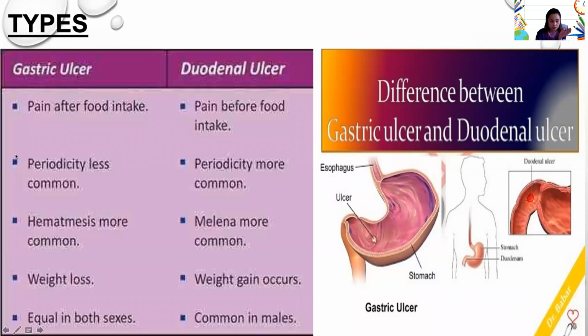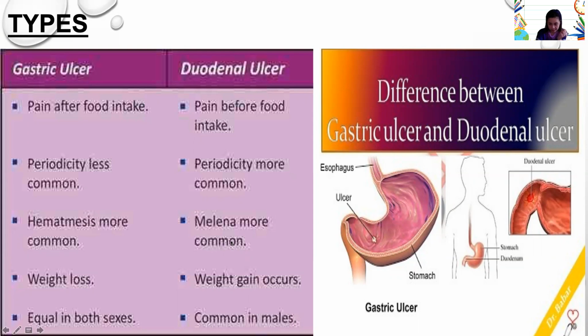So sa gastric ulcer, pain after food intake, while duodenal ulcer, may pain siya before food intake. Less common, more common ang duodenal. Hematemesis is vomiting of blood. Hema means blood and emesis means vomiting. So it's vomiting of blood. Nagkakaroon ka ng vomiting of blood. Bakit? Kasi nga, mas malapit ang stomach kaysa sa small intestine. So pwedeng mag-vomit ka. Melena is more common.